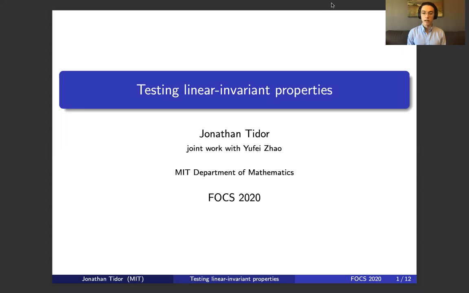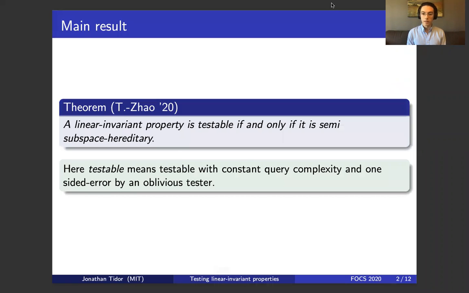In this video, I'm going to describe some recent work I've been doing in the field of arithmetic property testing. This work is joint with Yufei Zhao, also from MIT. The main result I'm going to explain is the following complete classification of testable arithmetic properties. More precisely, we show that a linear invariant property is testable if and only if it is semi-subspace hereditary.